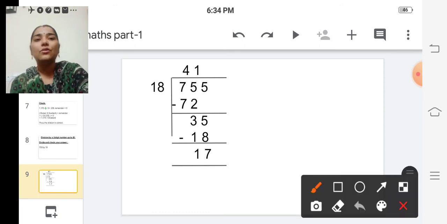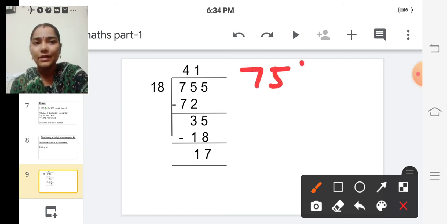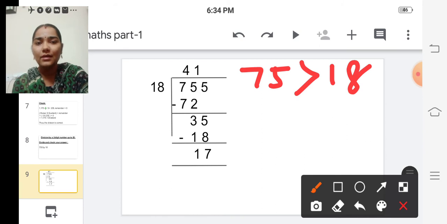Yes. First, what we have to do is consider the first 2 digits. Here, what are the first 2 digits? 7 and 5, so 75. 75 is greater than 18, isn't it? 75 is greater than 18, so we can divide.